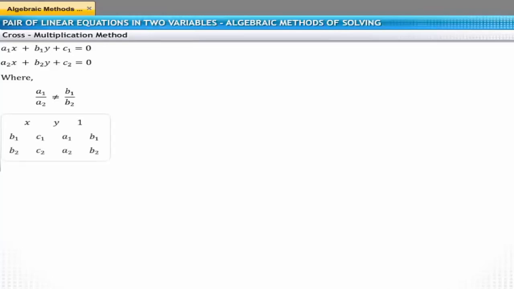To solve this pair of equations for x and y using cross multiplication, we'll arrange the variables x and y and their coefficients a1, a2, b1 and b2 and the constants c1 and c2 as shown on the screen. Now, we write x divided by the product of b1 and c2 minus the product of b2 and c1. Following the same procedure for y and 1 and equating the three fractions, we get the expression as shown here.